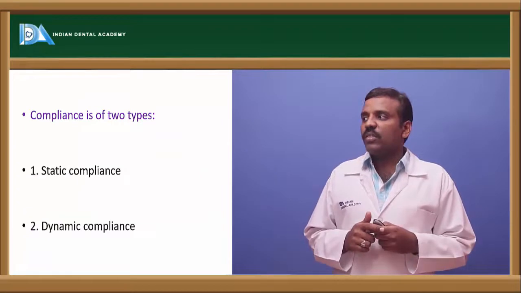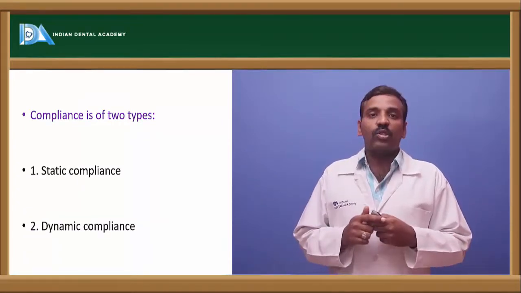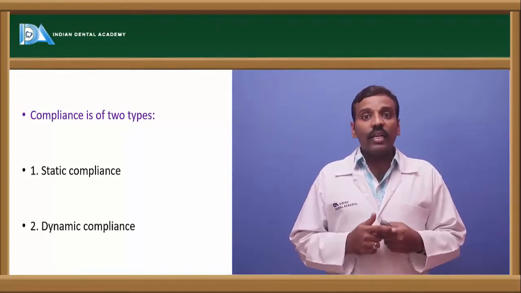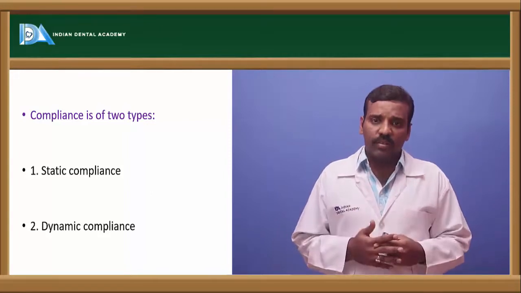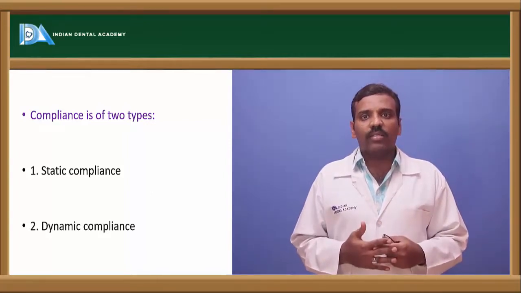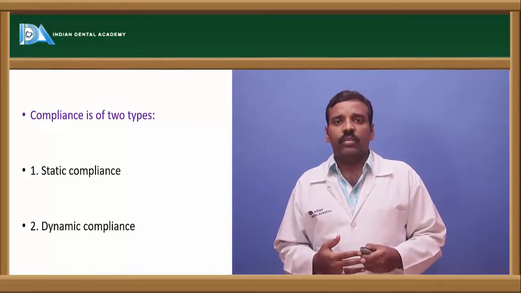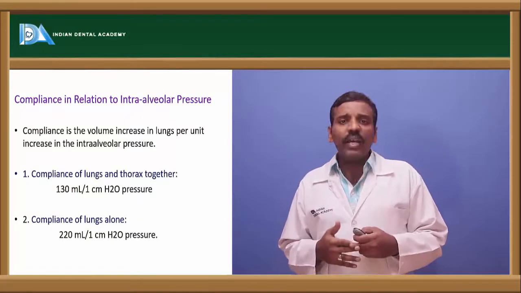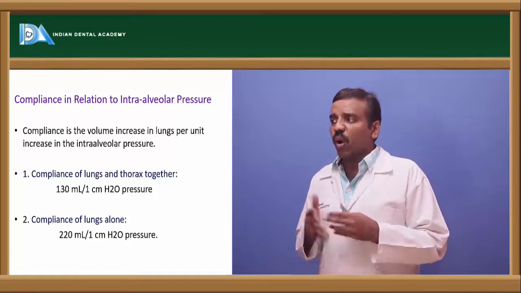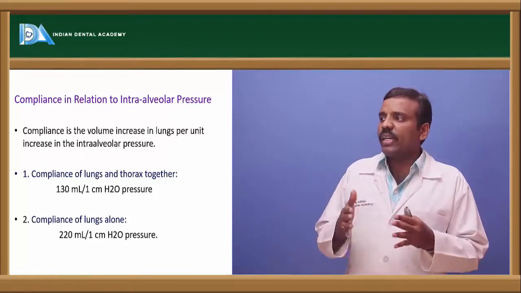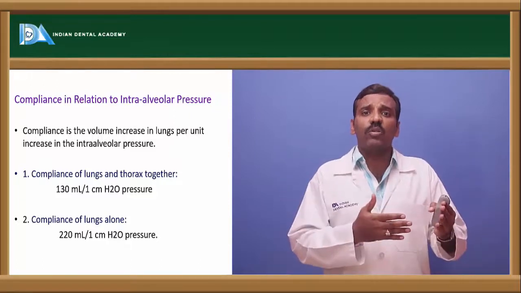Okay, and next, compliance is of two types: static compliance and dynamic compliance. Static compliance is during normal respiration. Dynamic compliance is while performing something. Next, compliance in relation to the intra-alveolar pressure: compliance is the volume increase in the lungs per unit increase in alveolar pressure. When the compliance is increased, the intra-alveolar pressure is also increased.